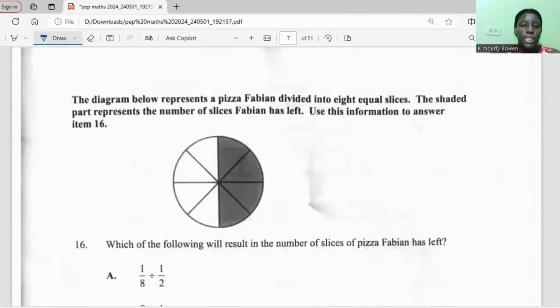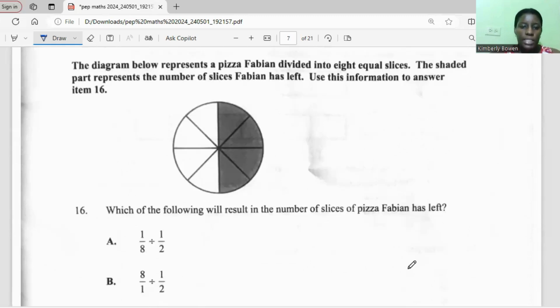Let's move on to number 16. The diagram below represents a pizza Fabian divided into 8 equal slices. The shaded part represents the number of slices Fabian has left. Use the information to answer item 16. Which of the following will result in the number of slices of pizza Fabian has left?